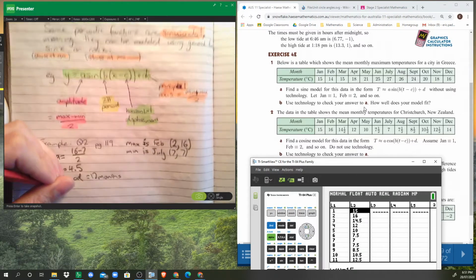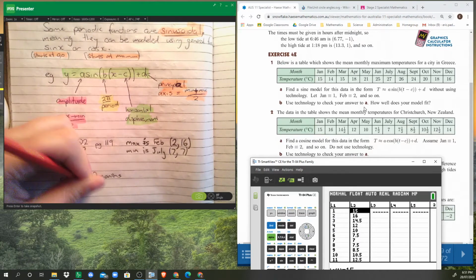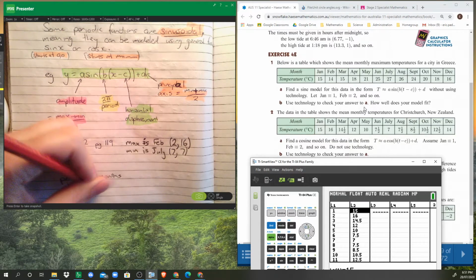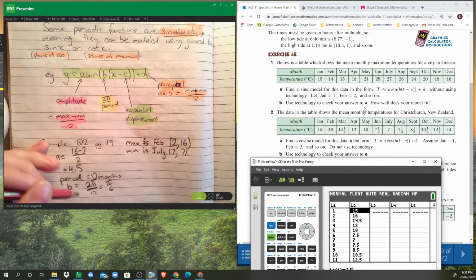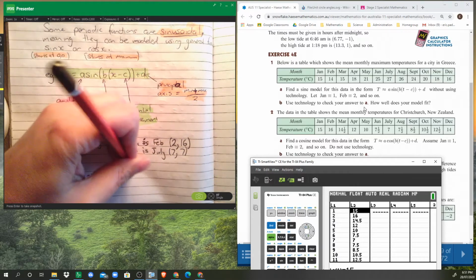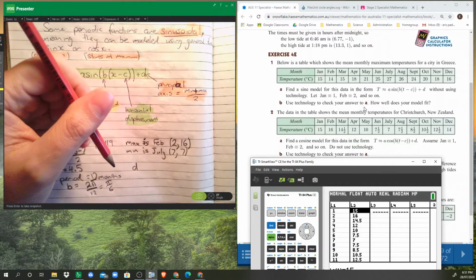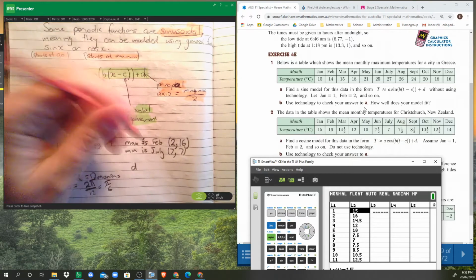And thereby, your value for B is equal to 2 pi divided by 12, which is pi on 6. That's what I'm going to put as my B value. Okay, so I've got my A and my B. D is probably the next easiest one to get. And then we're going to consider where this is and where we're going to start it.